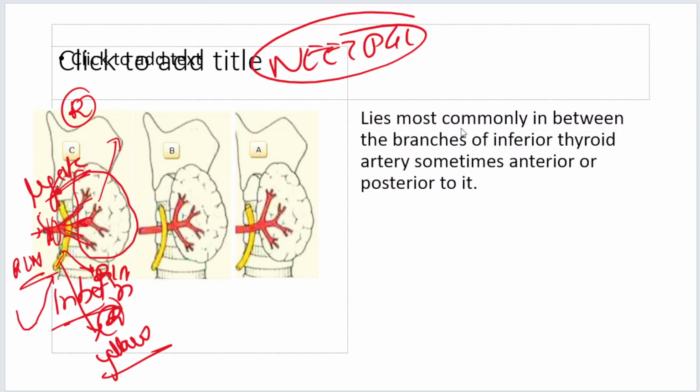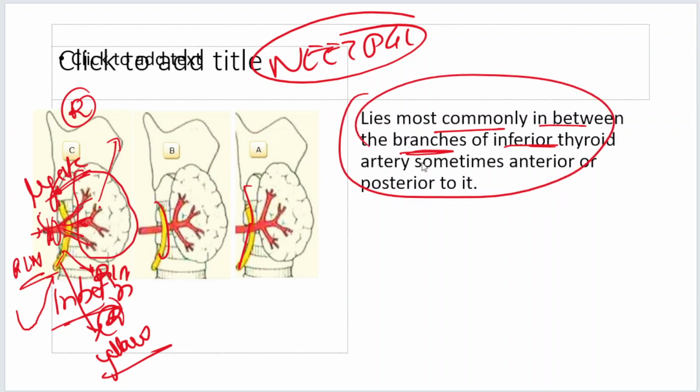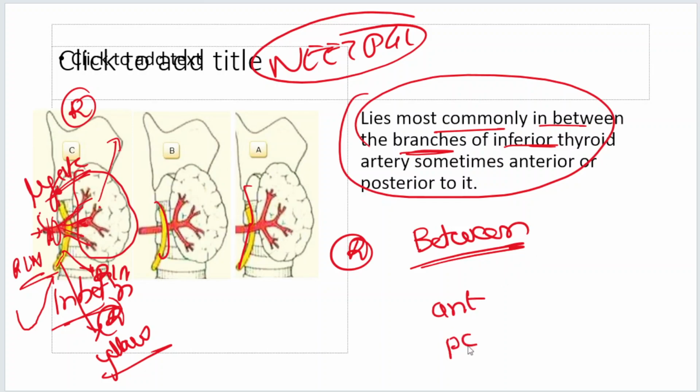Most of the time it lies in between the branches of the inferior thyroid vessel. Sometimes it is present anterior to it, sometimes posterior to it. So this is the anatomy of the right recurrent laryngeal nerve. Most of the time it is present in between the branches of the inferior thyroid artery. Sometimes it may be present anterior to the inferior thyroid artery, sometimes posterior.